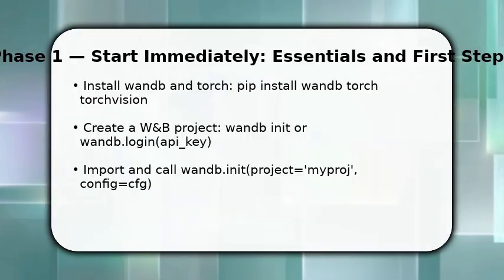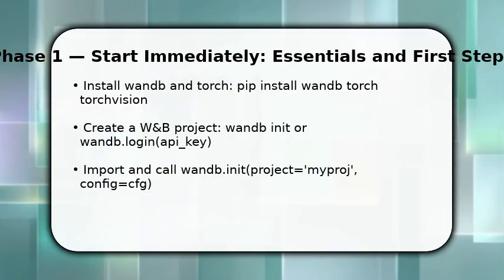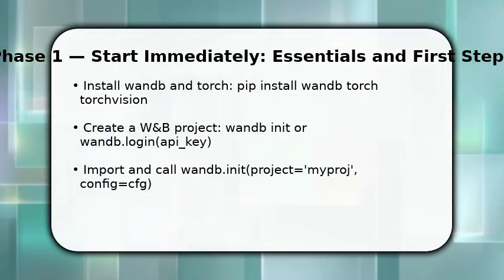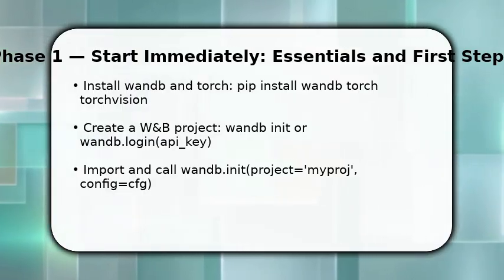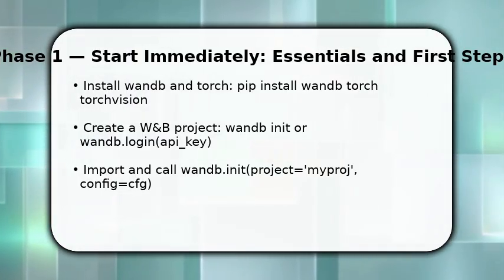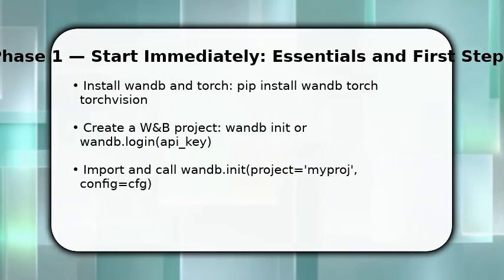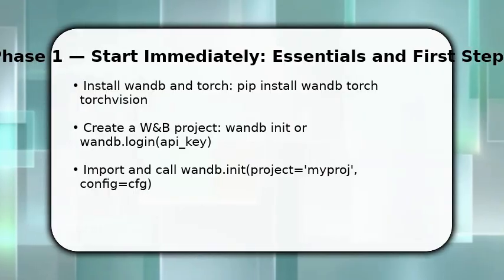You start by ensuring Wandb and Pytorch are installed, then log in with your API key so runs sync. Once done, define a concise config dict for hyperparameters and call Wandb.init with project and config, this creates the run context and metadata.